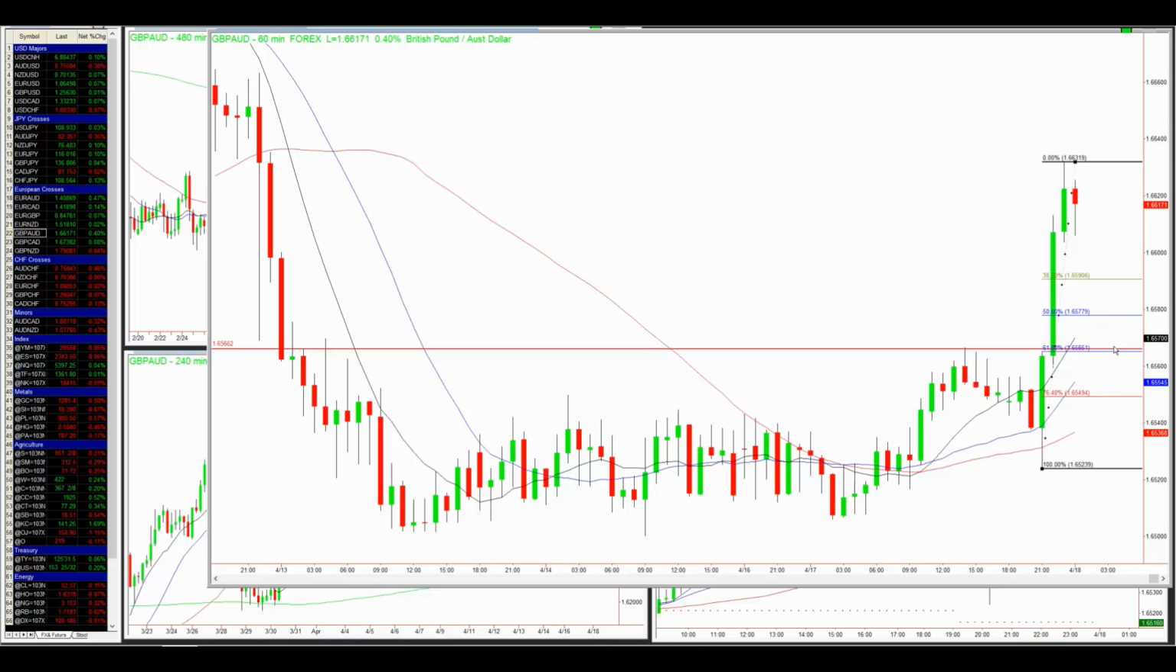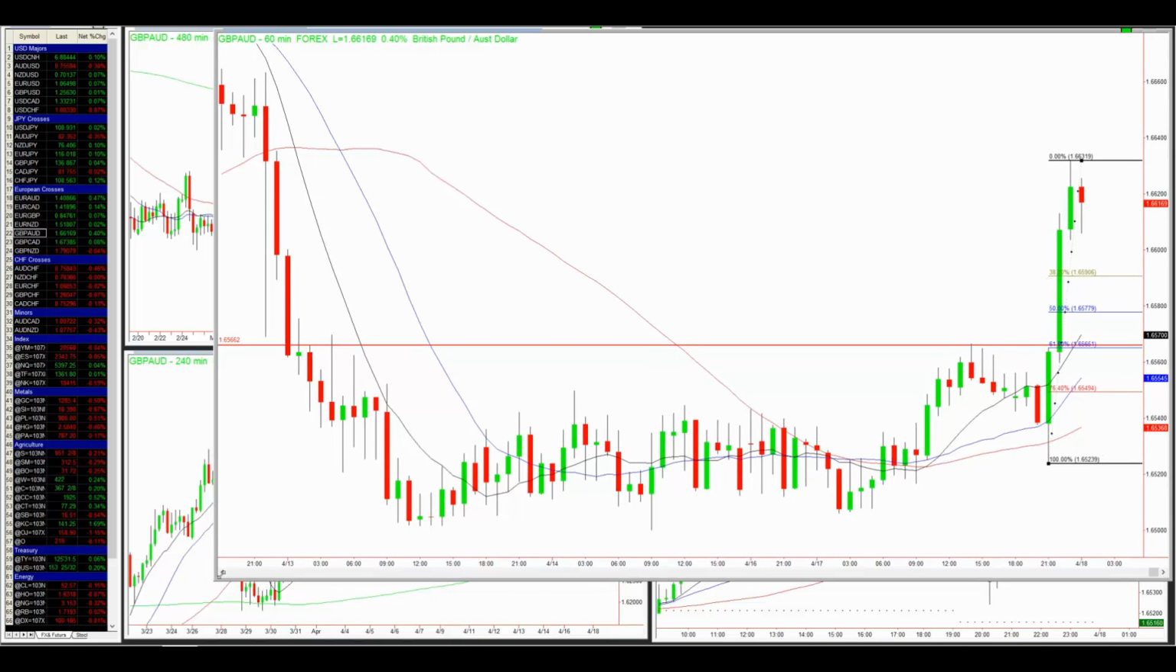So I'm looking for a small bullish candle sitting on top of this level, which should act as strong support. Then this will offer me potential long trade opportunities if that really sets up. And the potential risk reward is also very great on the GBP AUD as well.